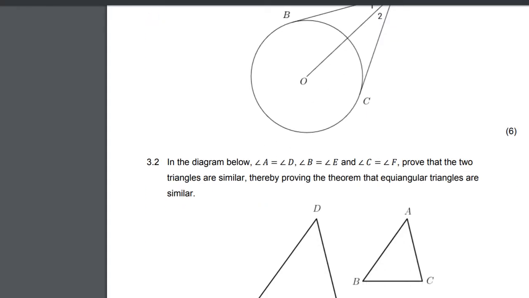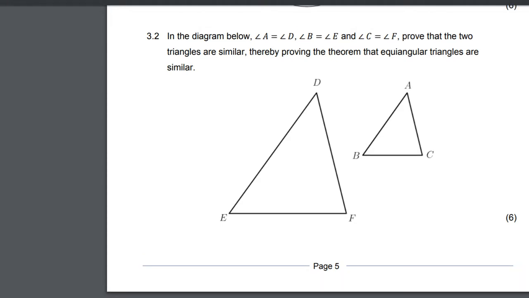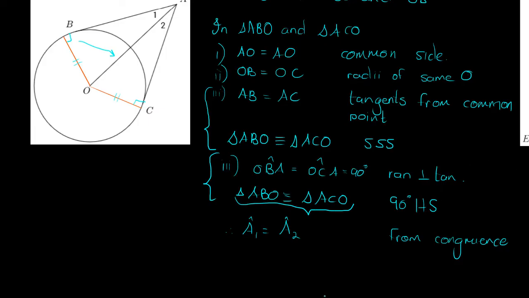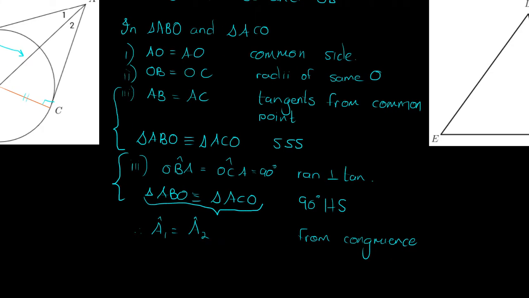Second question. In the diagram below, we've got these angles ABC, DEF. Prove that these triangles are similar, thereby proving the theorem that equiangular triangles are similar. So in other words, when I have two triangles with equal angles, then they are similar triangles. The proof here requires a construction as well, and that's the most difficult part of any of these proofs, just remembering the construction.